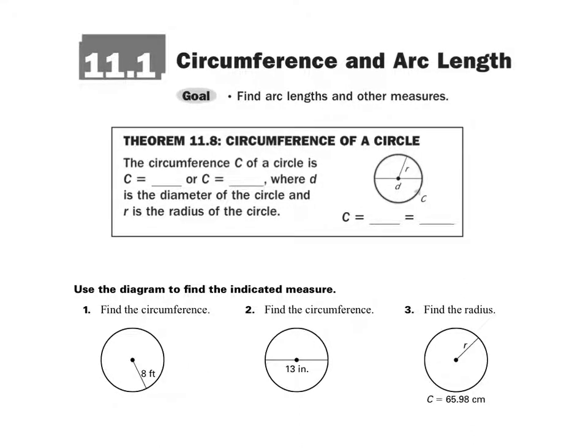Okay, section 11.1 is circumference and arc length. So this is going to deal with circles. Circumference of a circle is C equals 2 pi r, where r is the radius, or pi times the diameter. So if I have a circle with a radius, to find the distance around the circle, it'd be 2 pi r, or pi times the diameter, because the diameter equals 2 times the radius.